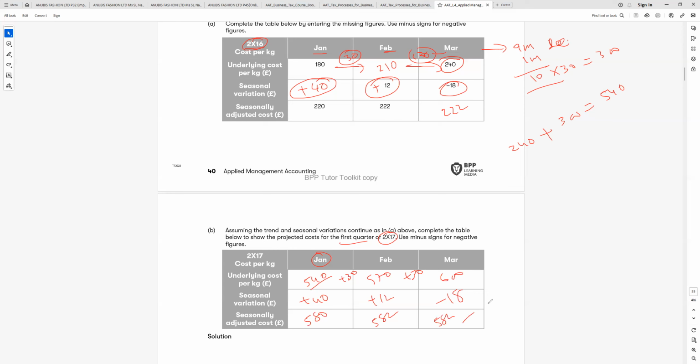That's how we'll do our seasonal variation. This one you need to practice a little bit. It could be difficult, but it's very, very simple if you understand it. All right, let's move to the next one.